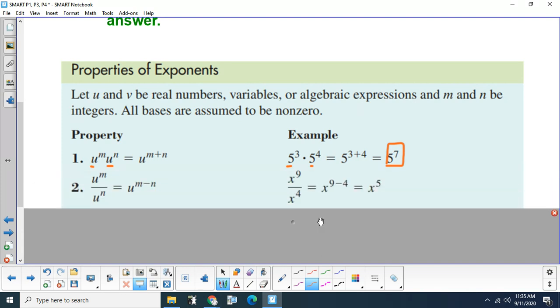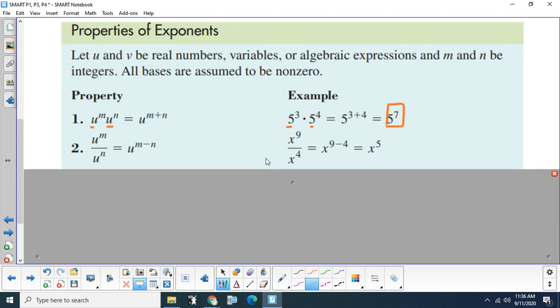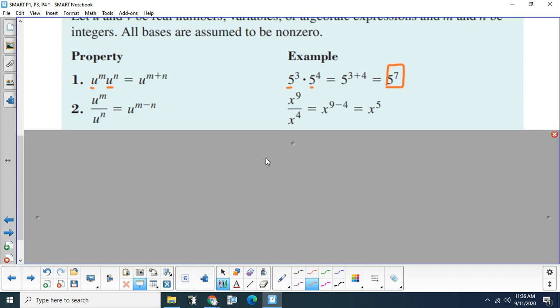In property number 2, I should say, this is the quotient property. And in the quotient property, again, we always want to check, are the bases the same? They are. So the quotient property says that if the bases are the same and you are dividing two terms that have an exponent, you can subtract those exponents and write it as a single term. So in this problem, the bases are both x, and they take 9 minus 4, which gives them the final answer of x to the power of 5.